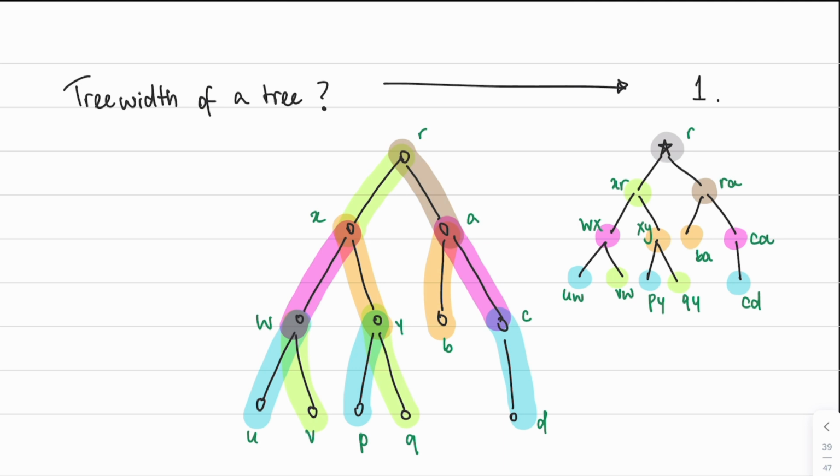And just like we argued for the path decompositions, we know that 1 is also a lower bound for any non-trivial graph. As long as your graph has at least one edge, you'll have to have a bag that has at least two vertices to represent that edge. So 1 is indeed the best we can hope for unless your tree has just one vertex. Okay, so the tree width of a tree would be 1, exactly as you would hope and expect.